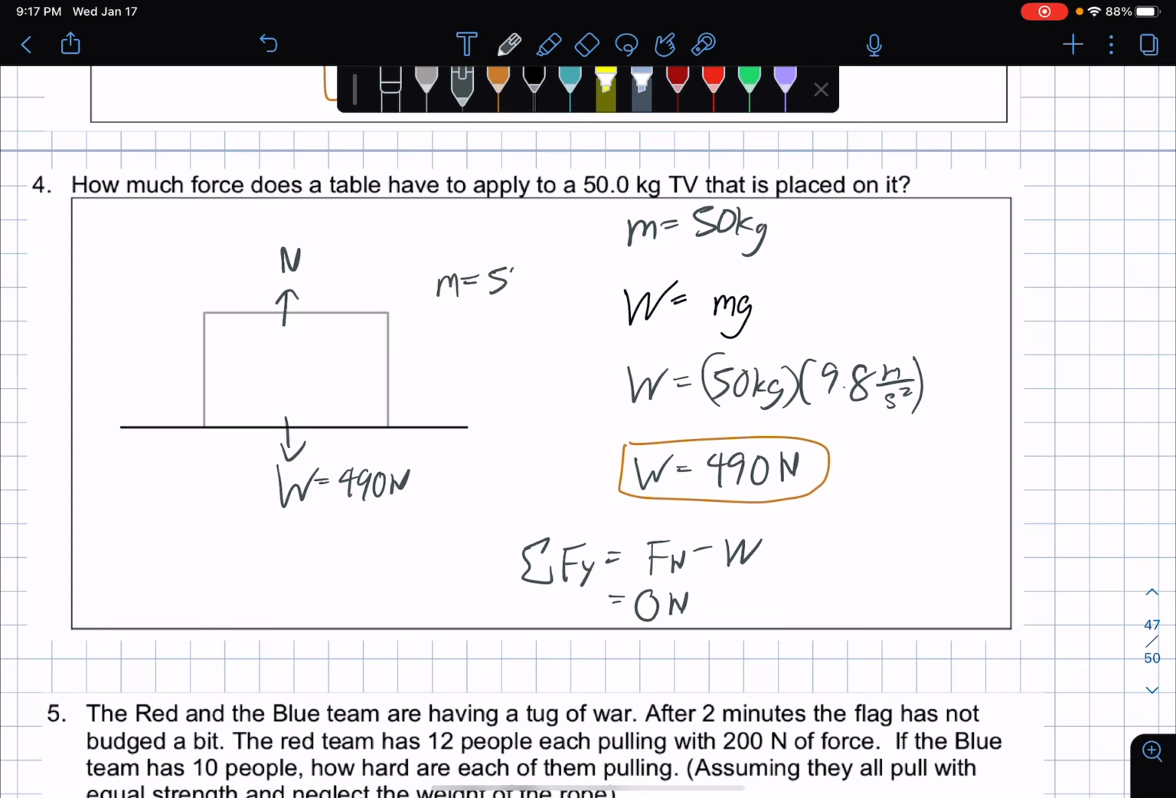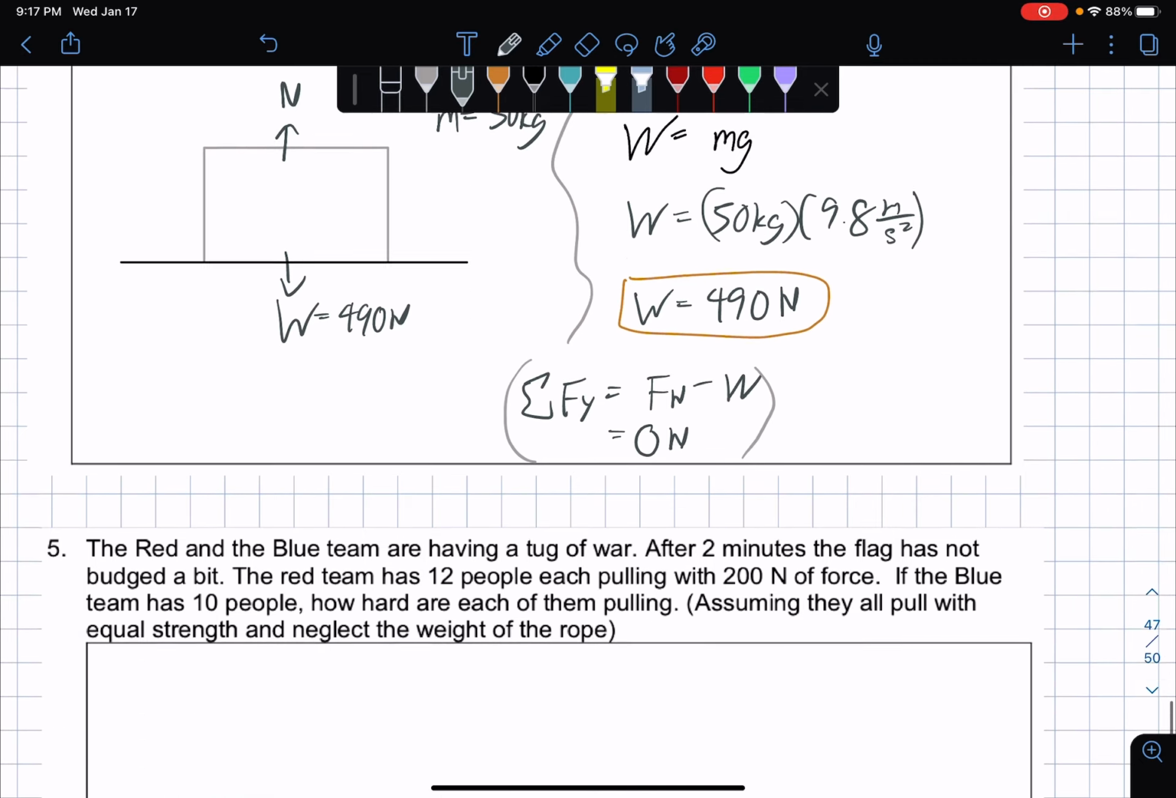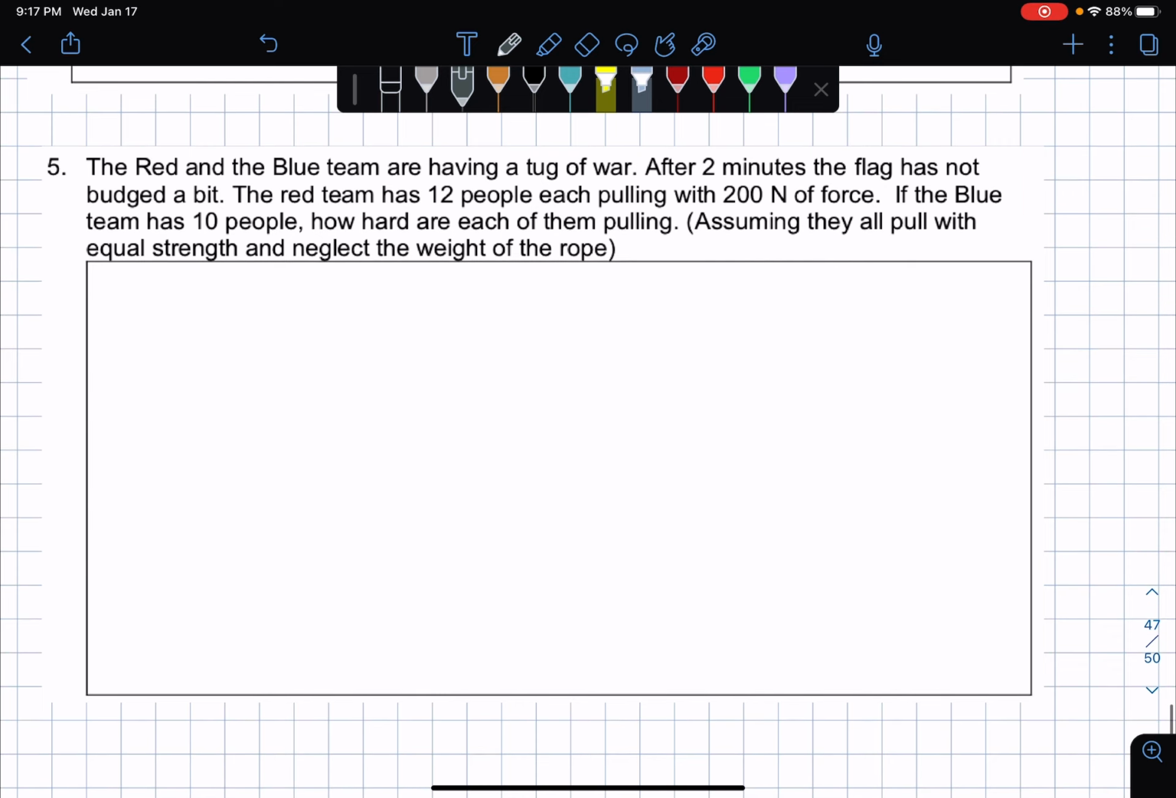Mass is 50 kilograms, just for reference. And yeah, we don't have to put this too. But then yeah, for reference only. Fn minus W, that's supposed to be 0 newtons. If it's not 0, it's either going up or it's falling, which is not the case here. So it's 0 newtons.